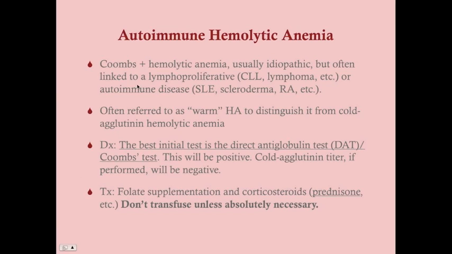If they don't have an autoimmune disease or a lymphoproliferative disease, then you should probably get a cold-agglutinin test, and that will help you differentiate it from the cold-agglutinin hemolytic anemia. So the treatment here is going to be folate supplementation, and if it's particularly bad, you can use corticosteroids like prednisone, but generally patients who have autoimmune diseases are already going to be on steroids.